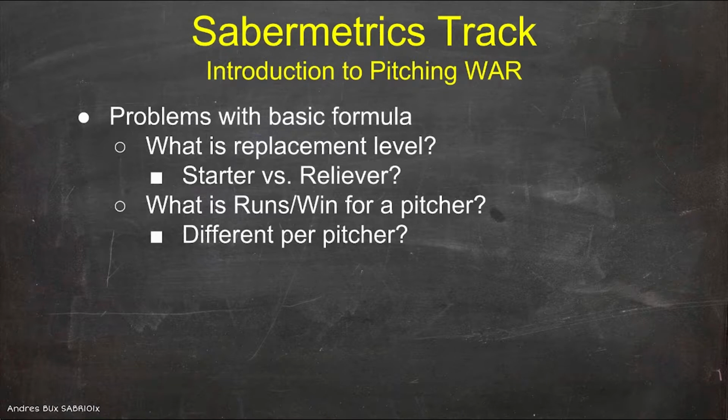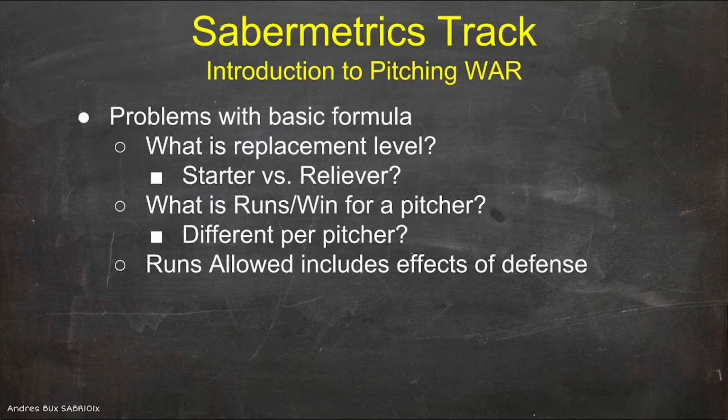So every pitcher sets their own runs per win based on some measure of talent, some measure of skill. And as you run the gamut from the best to the worst in terms of skill, you vary the runs per win from replacement level all the way to the best in the league.